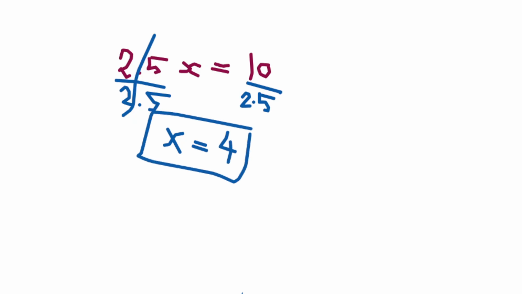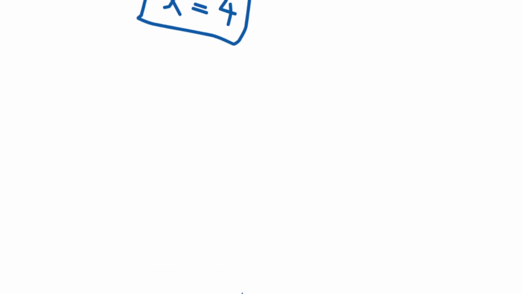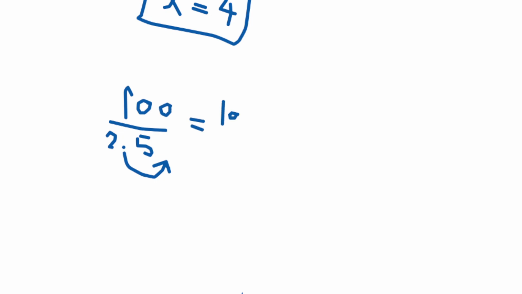But if you don't know, or if it's not calculator allowed, how do you do 10 divided by 2.5? We need to get rid of this decimal, so we'll multiply by 10, and we multiply here by 10. So it's just going to be 100 divided by 25, which is 4. There is a whole video explaining this, so you can follow that.